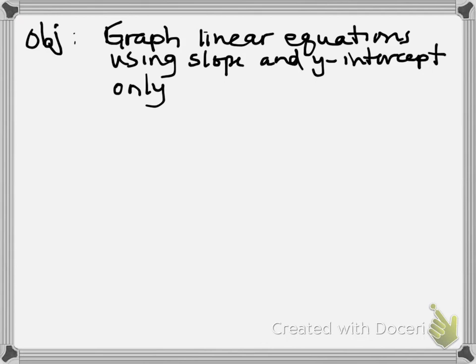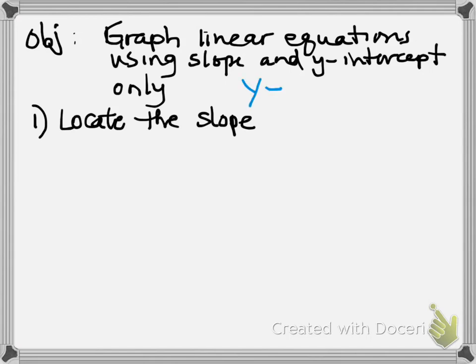So again, we're going to graph linear equations using slope and y-intercept only. So here's what we're going to look for, and this is the order we're going to look for it. Number 1, locate the slope. Now remember, we're using this as our frame of reference. Our equations are going to be written in slope-intercept form. Y equals mx plus b.